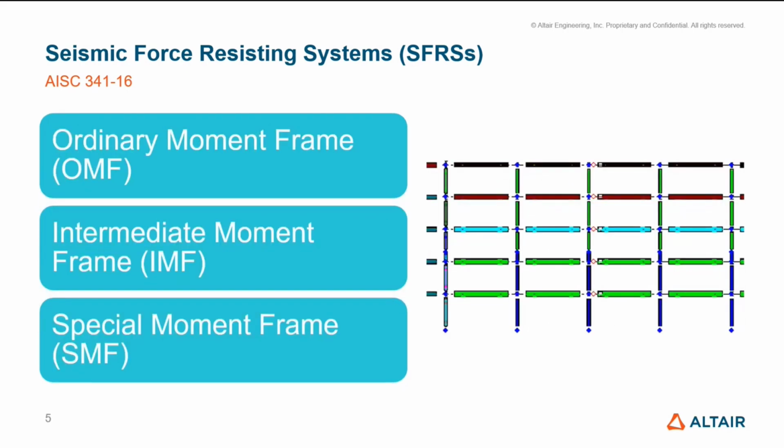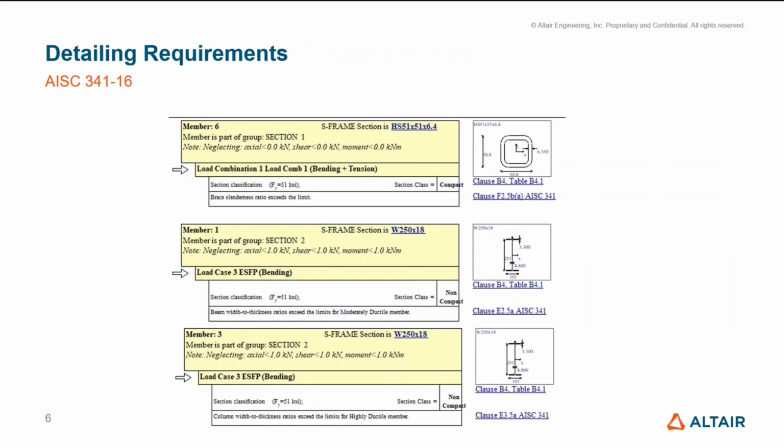And the one with special prefix such as the special moment frames, SMF, would require the highest ductility and thus more stringent detailing requirements than the ordinary or the intermediate one. And by detailing requirements, it means the slenderness ratio or width to thickness ratio of certain members in the SFRS must meet the limits stipulated in the code. So if failed, such check will be reported in the code details for those members.